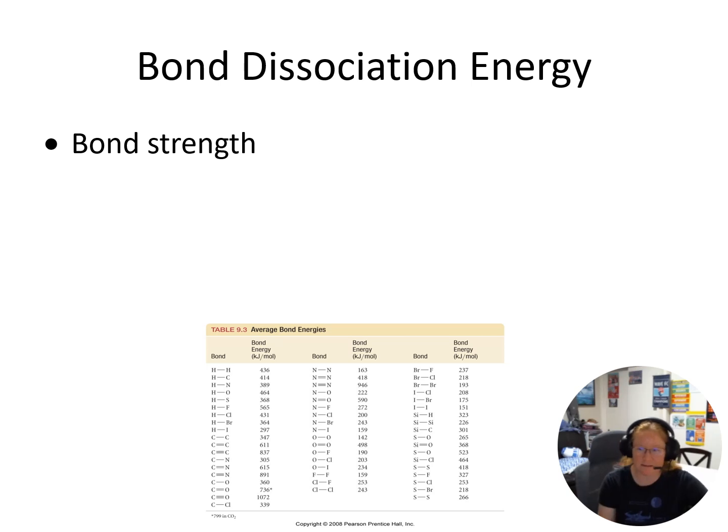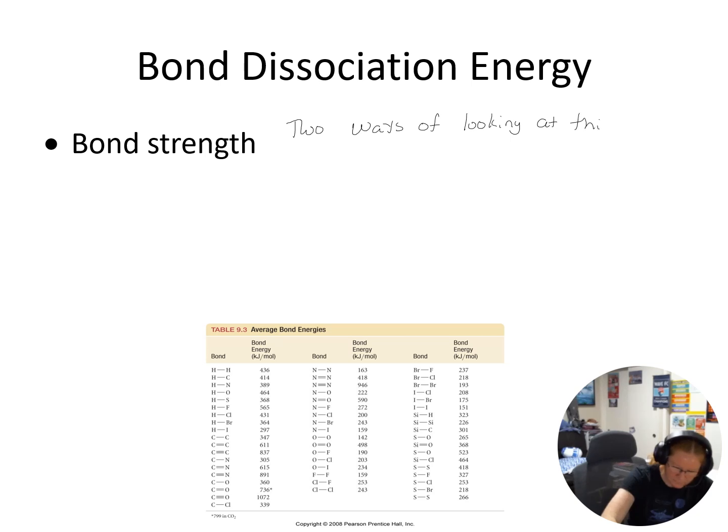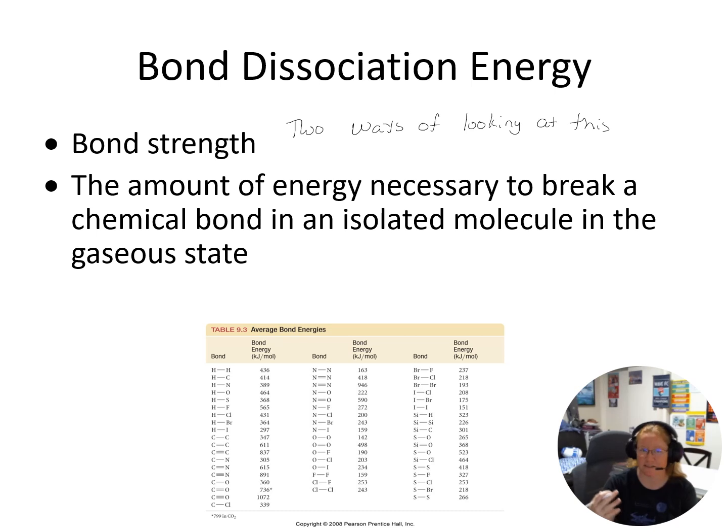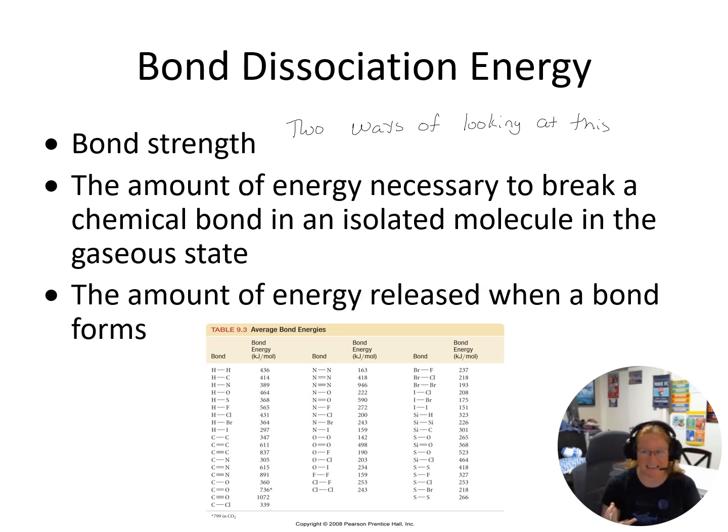Now, when I look at bond dissociation energy, okay, this is considered to be our bond strength. Now, there's two ways of looking at this. We can look at this under the understanding of how much energy it takes to break a bond or how much energy we get when we form a bond. So our bond strength or our bond dissociation energy can be that amount of energy required to break a bond, or it can be the amount of energy that we get when the bond forms.